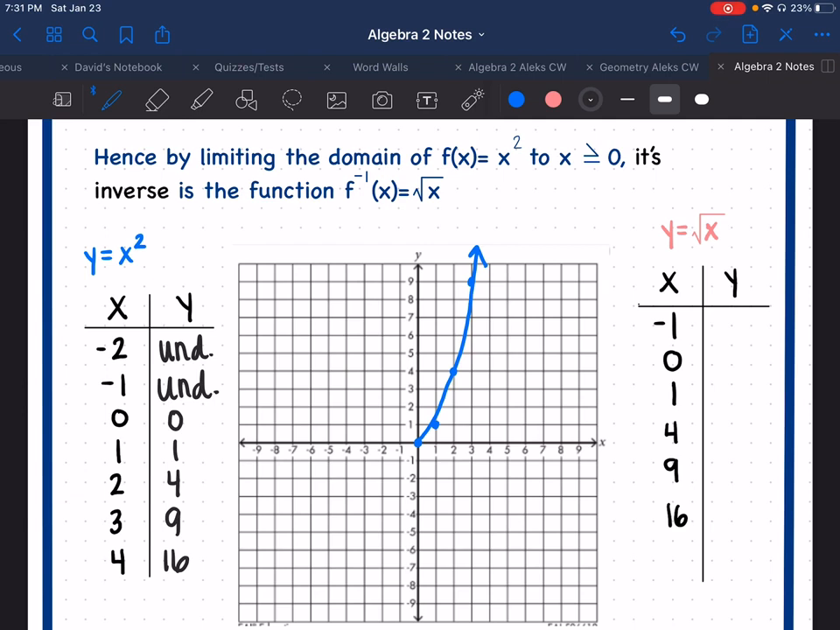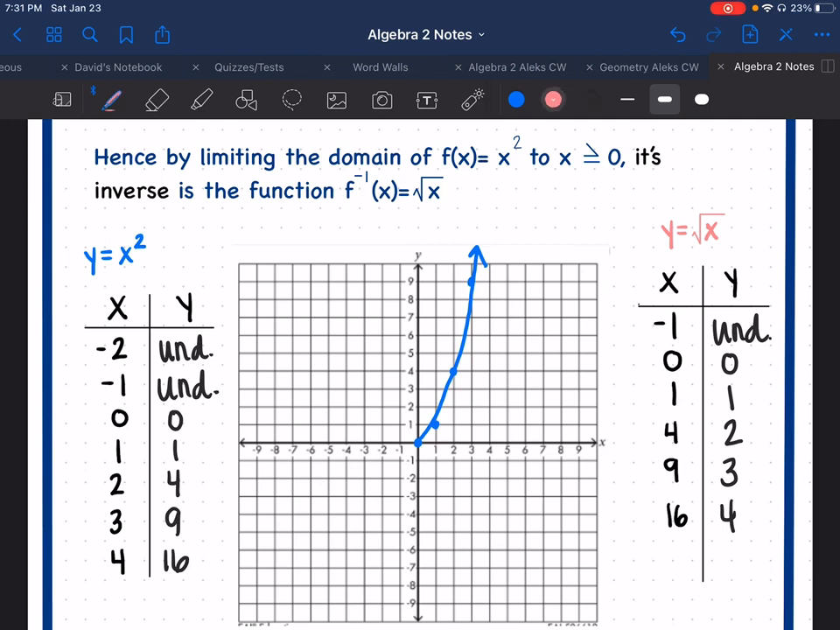The peach function, y equals the square root of x. So when I plug in -1 and take the square root, I get i, the imaginary number. So I'm going to say that's undefined because I cannot graph that imaginary number i on my graph. This is not an imaginary graph. The square root of 0 is 0. The square root of 1 is 1. The square root of 4 is 2. The square root of 9 is 3. And the square root of 16 is 4.